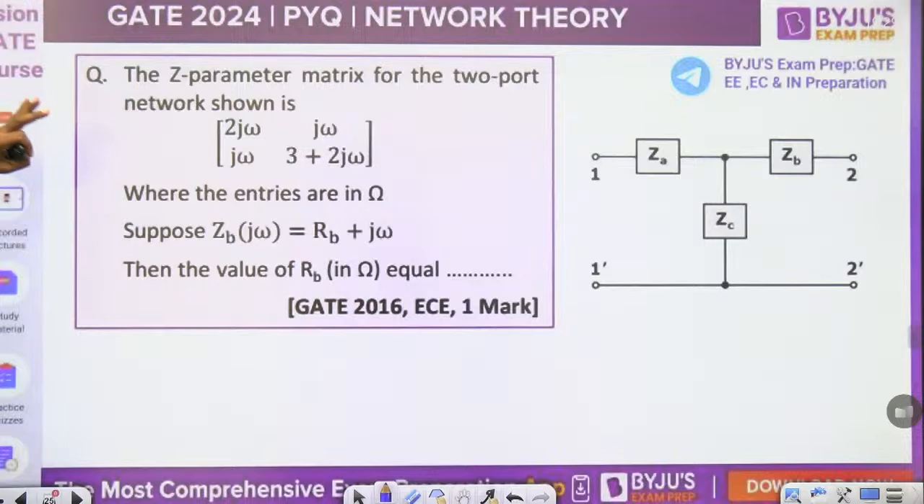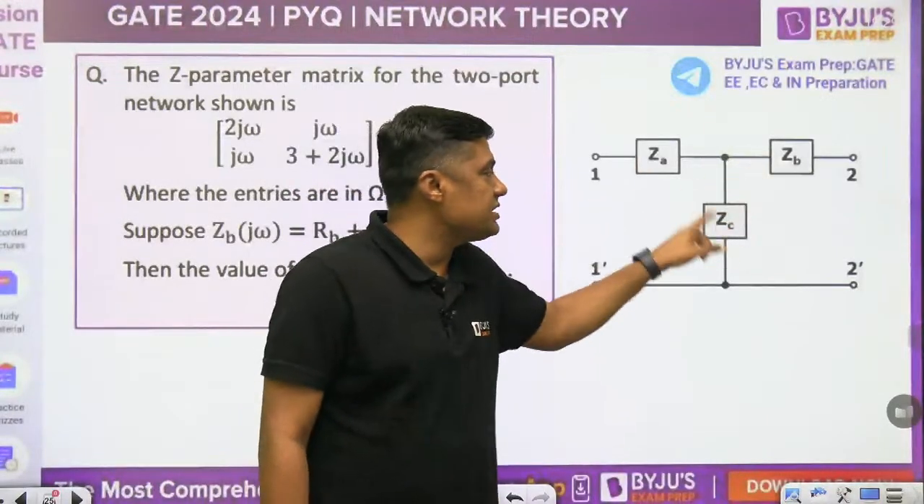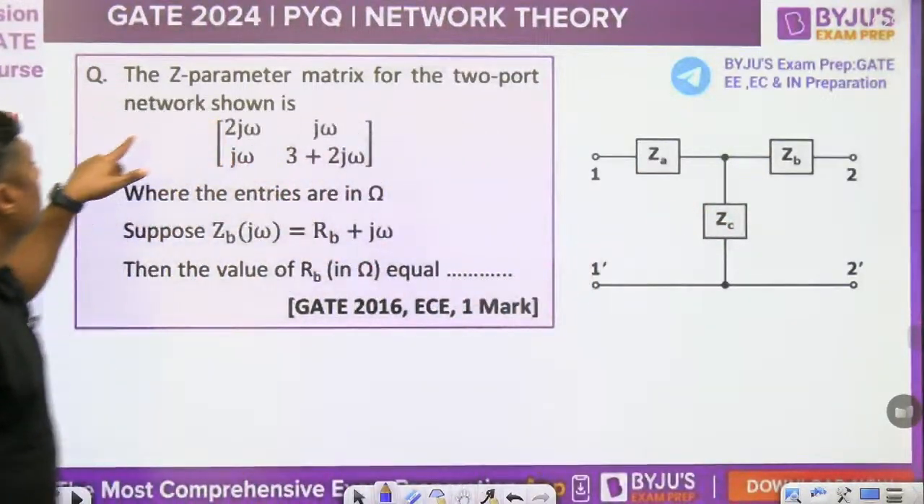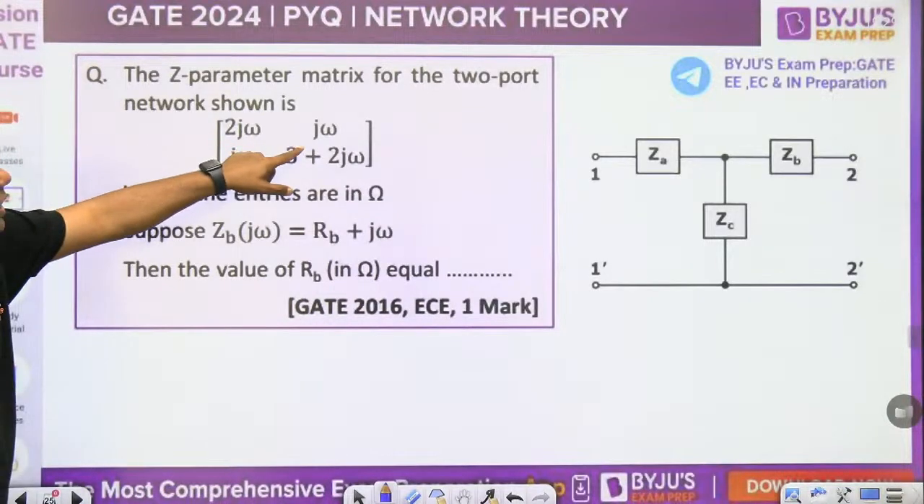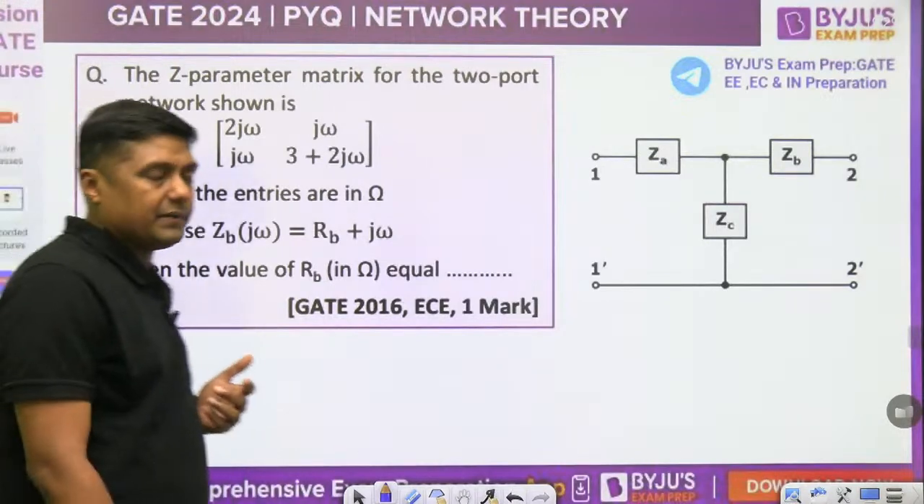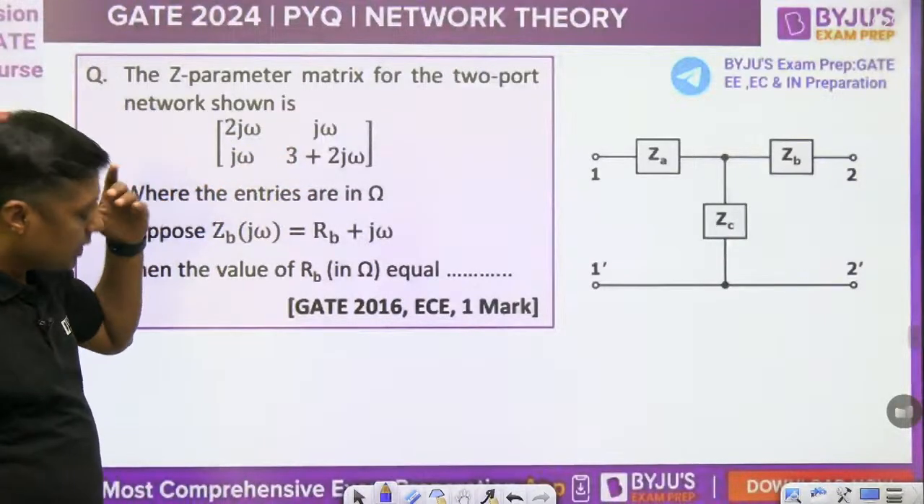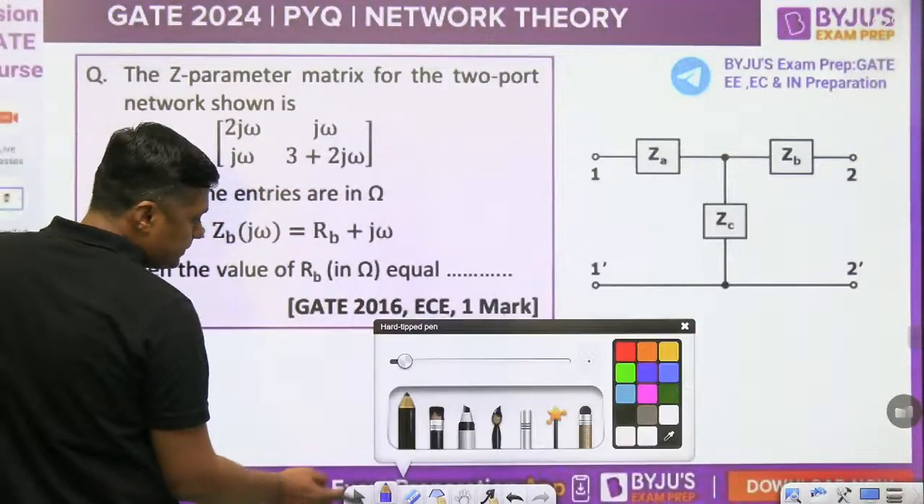The Z parameter matrix for the two-port network shown is given, with ZA, ZB, ZC shown here, as 2J omega, J omega, J omega, 3 plus 2J omega, where the entries are in ohms. Suppose ZB is equal to RB plus J omega. Then the value of RB is equal to what? That is what you have to find, RB. So again, this is a very easy one.